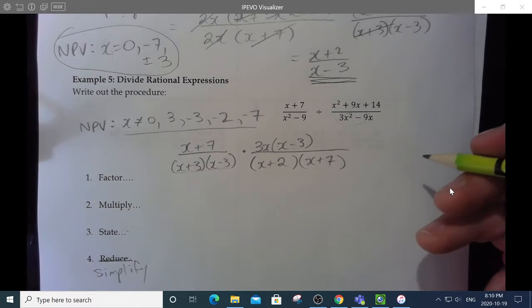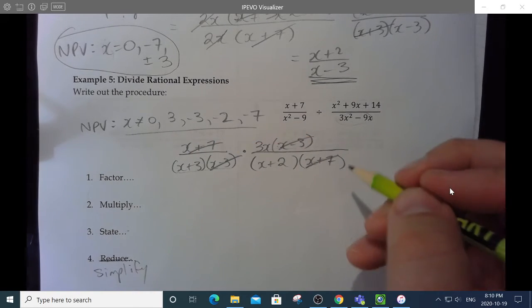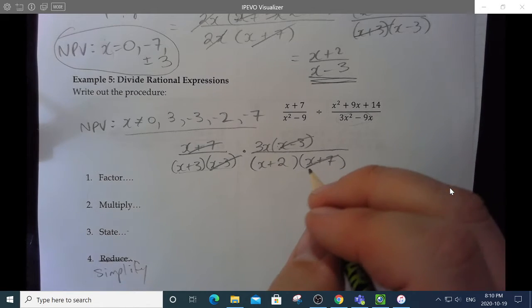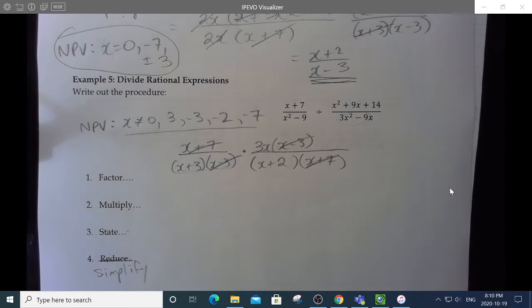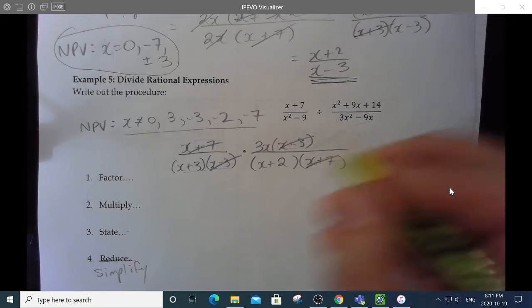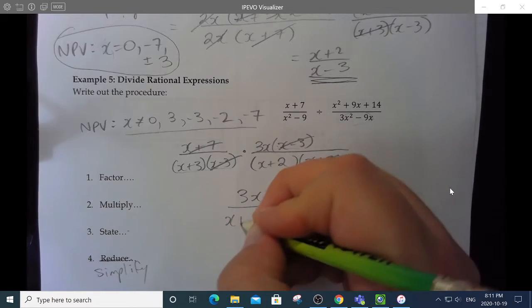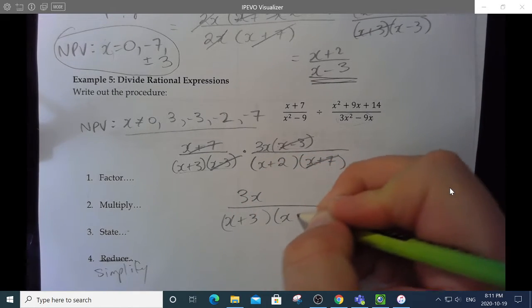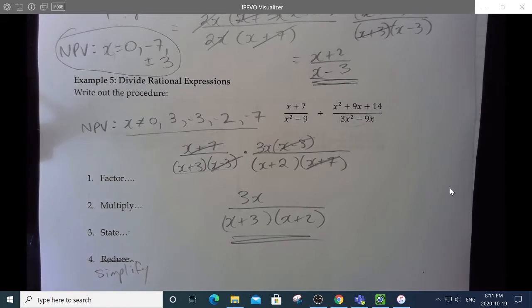But if you avoid those 5 numbers, you can say that cancels that, that cancels that, and you are left with, let's see, what are we left with here? You are left with a 3x on top and an x plus 3 times an x plus 2 on the bottom. Now, as far as I'm concerned, that's a good answer. I'd probably leave it like that.